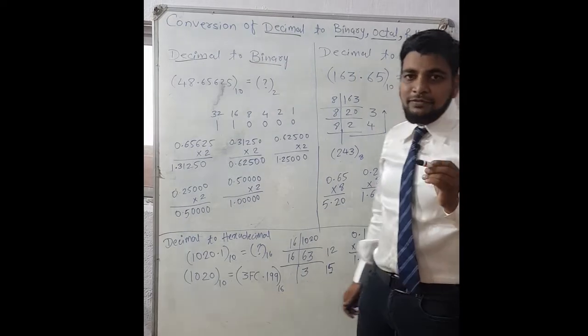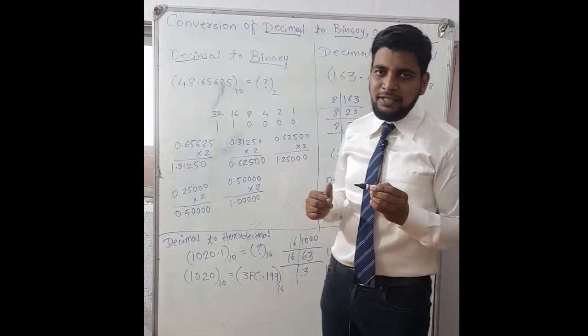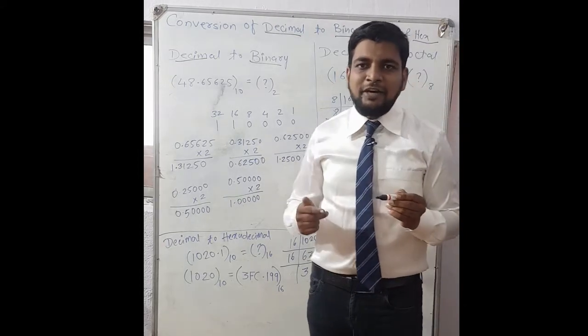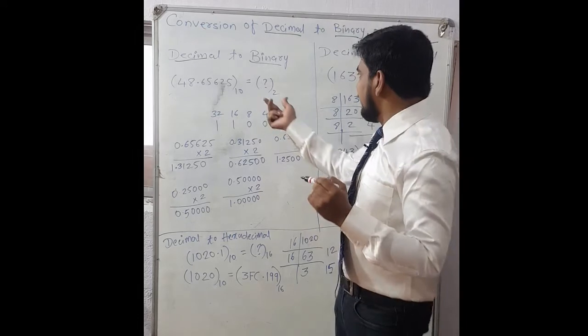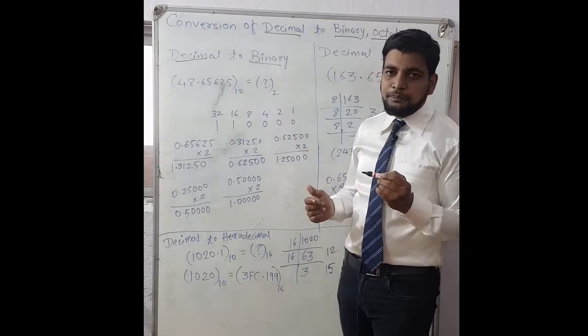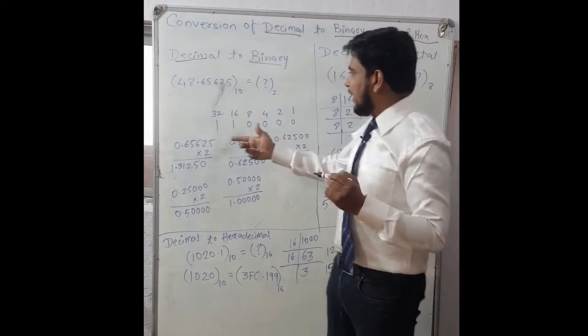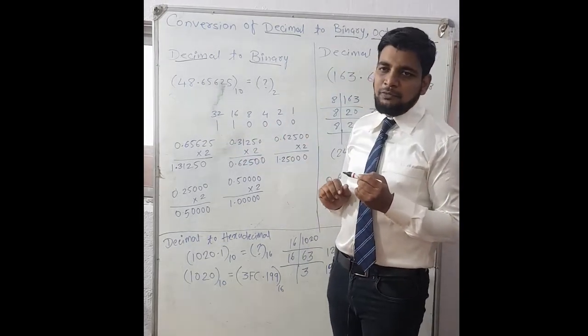First we will see how to convert a decimal number into its binary equivalent. In the last video we saw there are two methods of converting a decimal number into its binary equivalent. The first method is to divide by 2. Whatever number we have to convert to base 2, we divide by 2, and based on the remainders we can find the binary equivalent of that number.